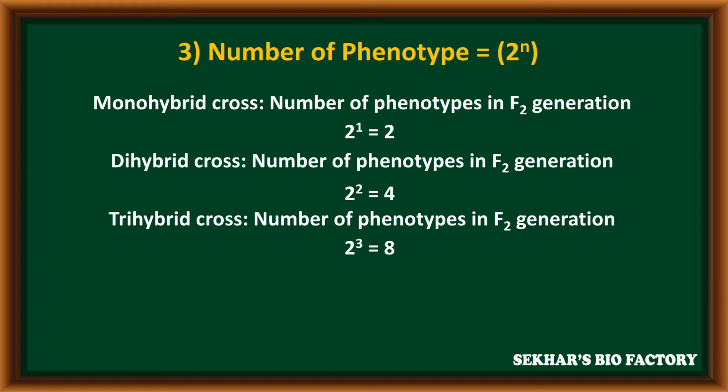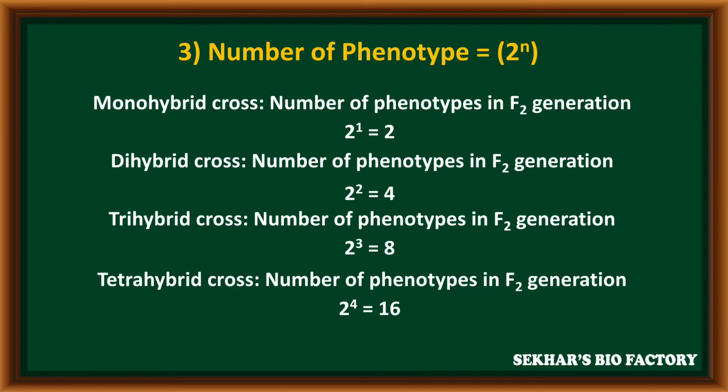In trihybrid cross experiment, the number of phenotypes in F2 generation, here n is equal to 3, so 2 power 3 is equal to 8. Totally 8 types of phenotypes we can observe in F2 generation.